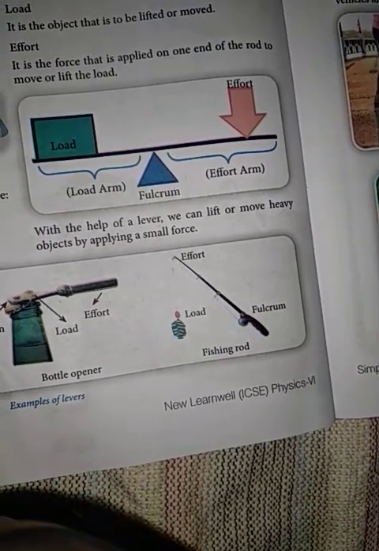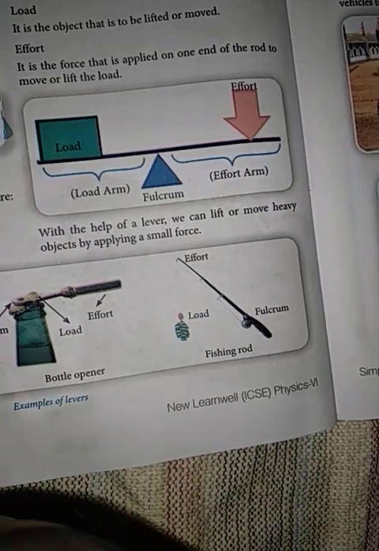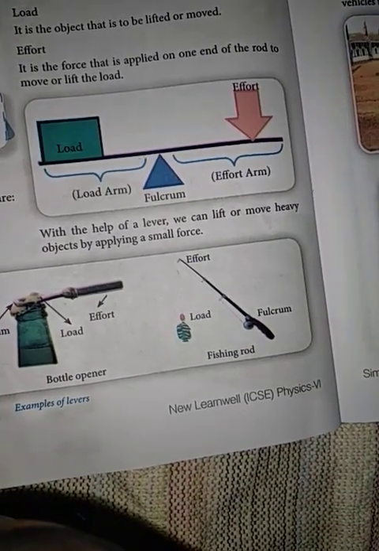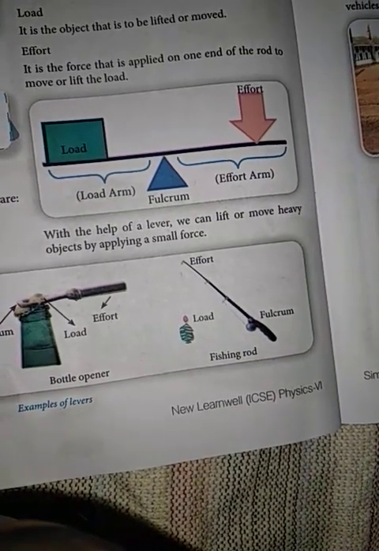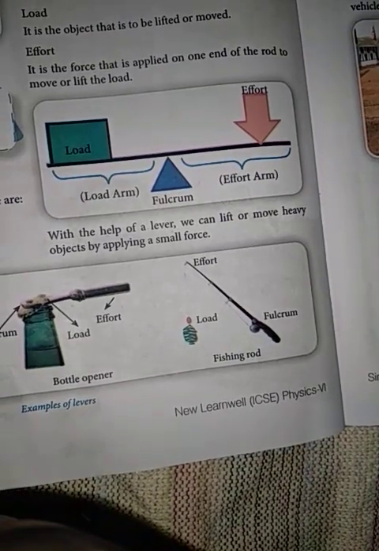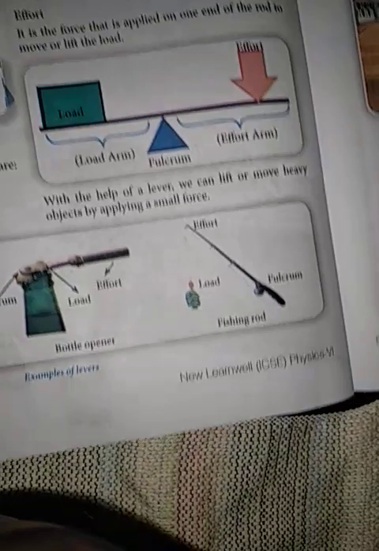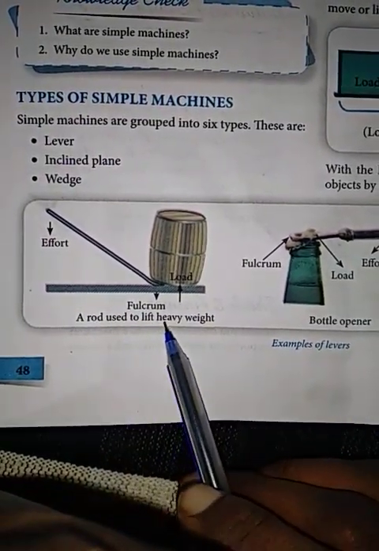To lift heavy load or move heavy load? With the help of a lever, we can lift or move heavy loads by applying small forces. By applying a little force, we can move or lift a heavy object. This is why we use simple machines, or we use a lever. You see, in these cases, a lever is a rod used to lift a heavy weight.